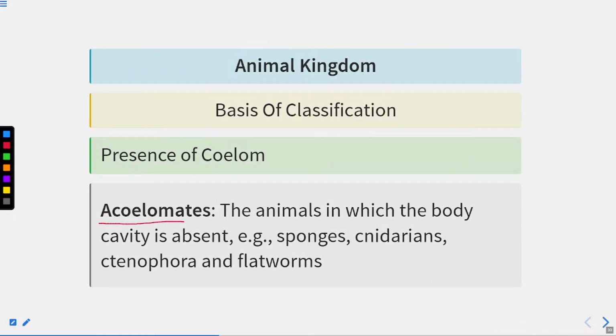And there are some organisms that do not contain any body cavity, the animals in which the body cavity is totally absent. So sponges, cnidarians, ctenophora and flatworms. So it started from the porifera and platyhelminthes, that is the flatworms. They do not have any true coelom, right?